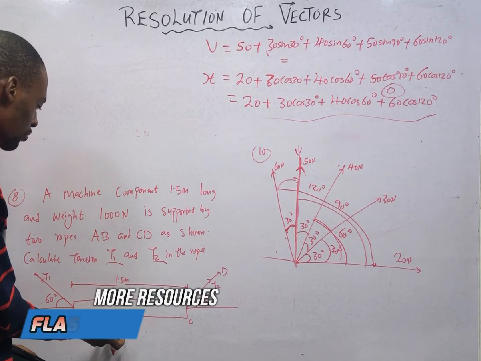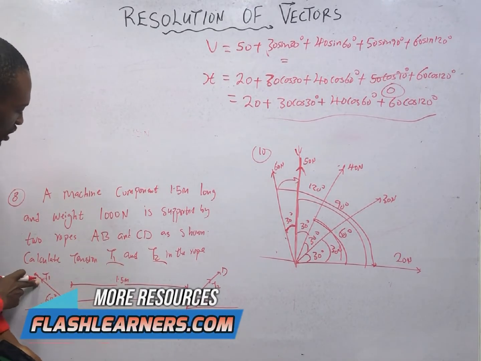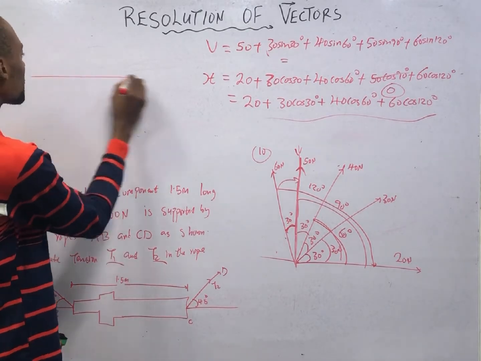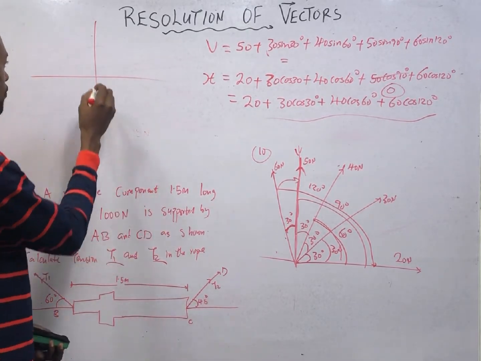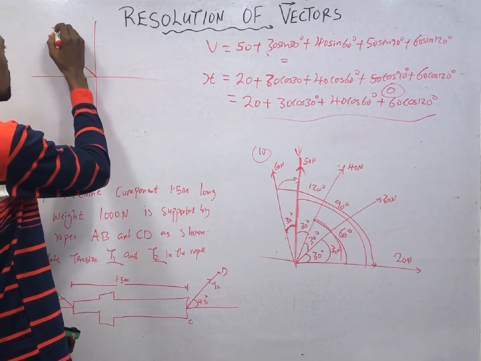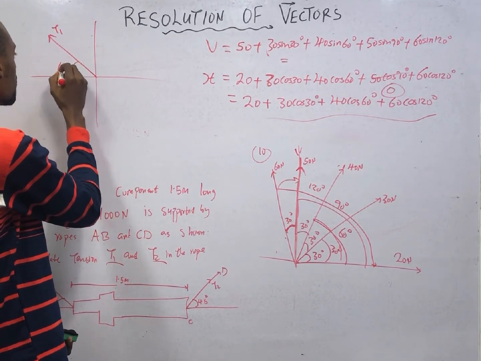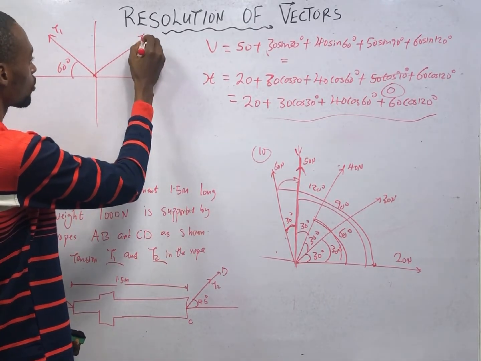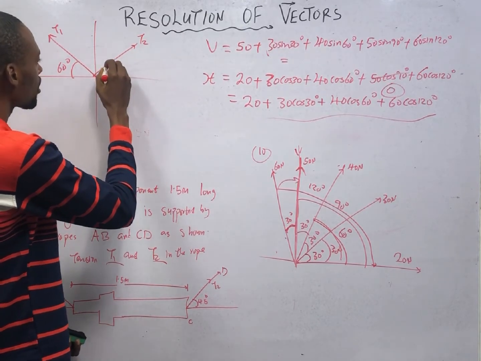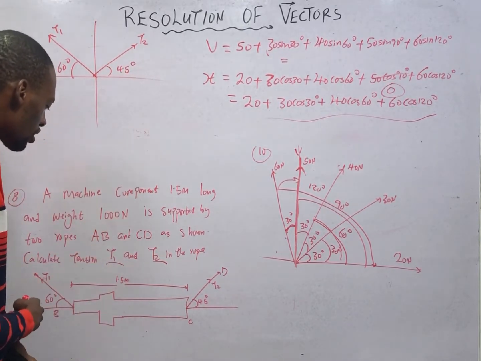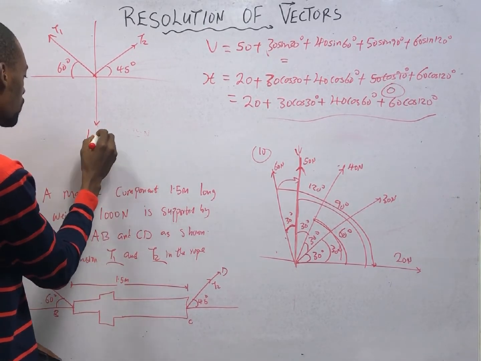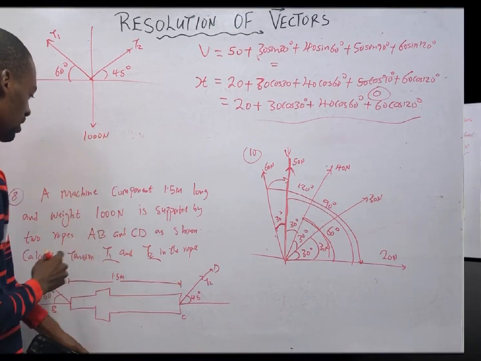You are given something like this. Now look at here. The T1 is going at angle 60 degrees at B. Here at angle 45 degrees, tension 2. This is something like this. Here, T1 at 60 degrees. Here, T2, tension 2 at 45 degrees. What else? They gave us the weight. Weight is always acting down. So weight is 1000 Newton.